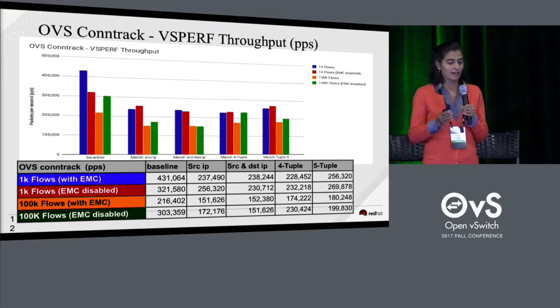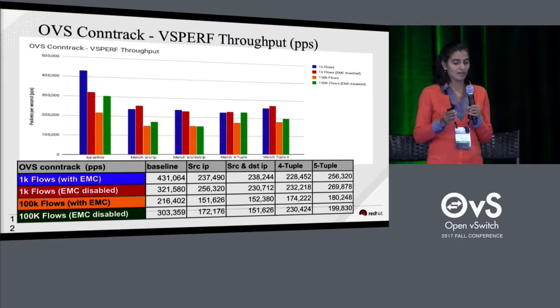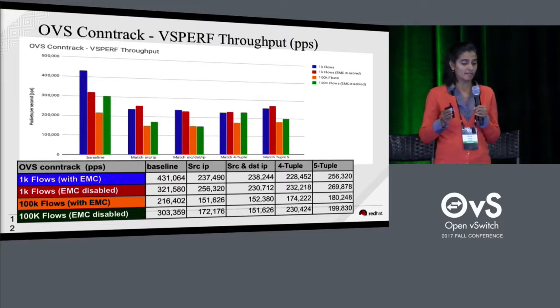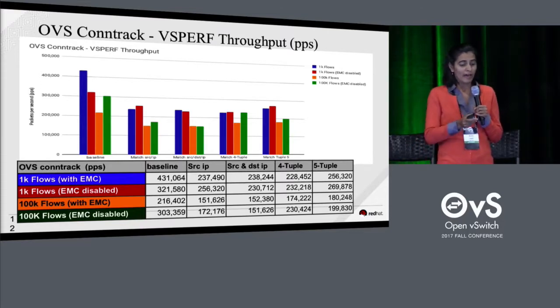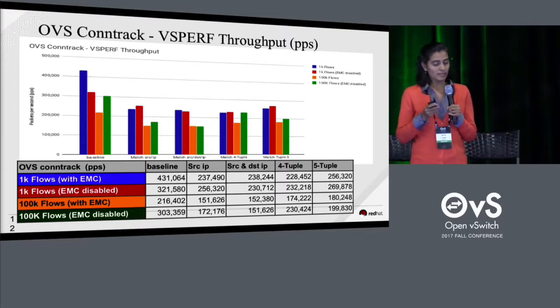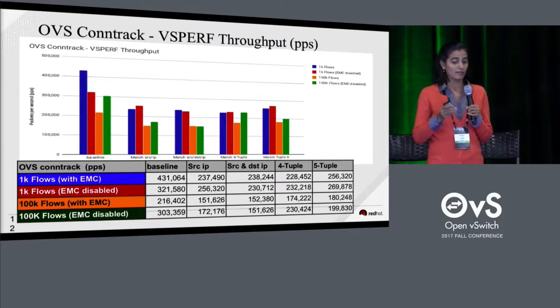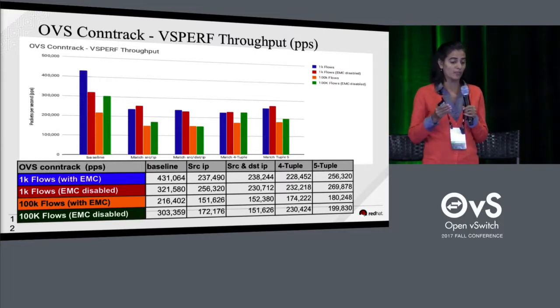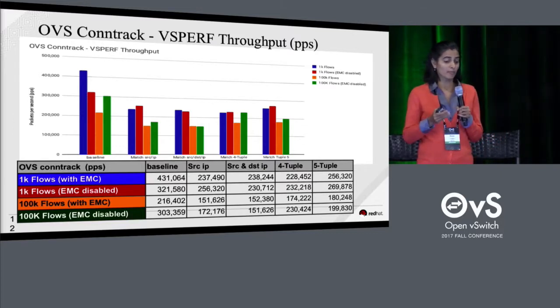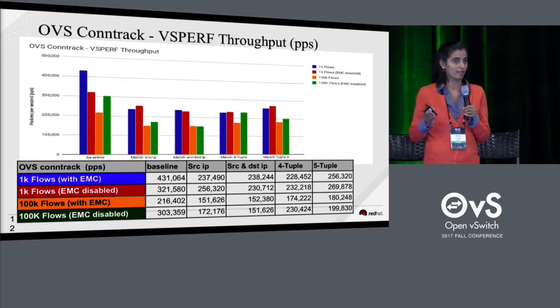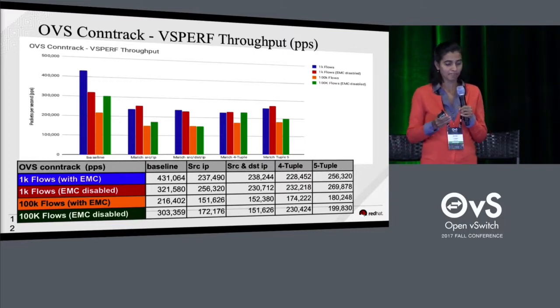So you can see that your performance for contract varies slightly, goes down a little bit as you add more tuples, but then 4-tuple, 5-tuple seems to be pretty good too. And then you move on to EMC disabled. You can see that when you have 1K flows, you actually take a performance hit on your baseline disabling EMC, but you get slightly better performance on your contract.